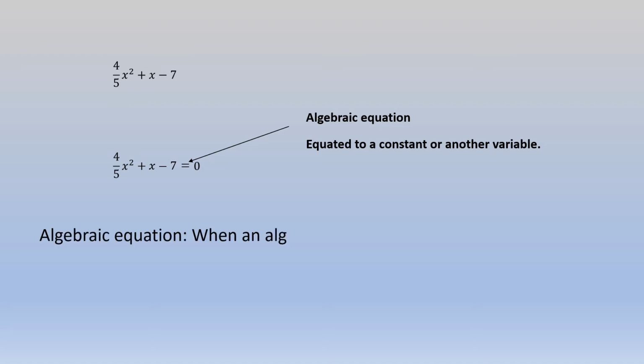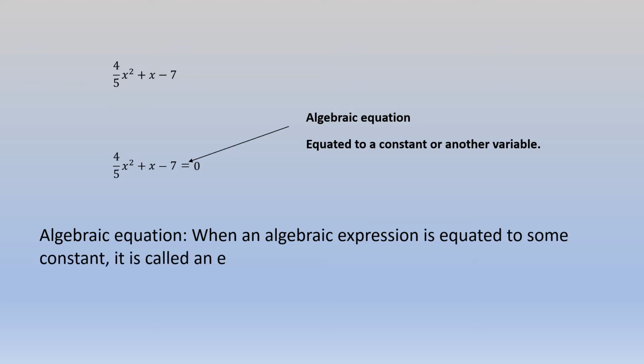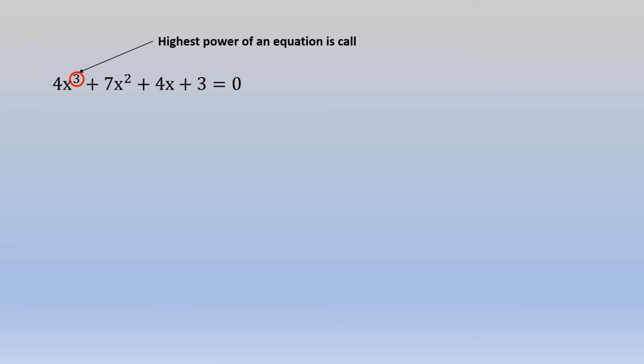So we can call this now an algebraic equation, and hence we can define this as any algebraic expression which is equated to some constant. It is called an equation. Let us take this example, 4x cubed plus 7x squared plus 4x plus 3 is equals to 0. This 3 is called the power, and it is the highest one among any of the other powers. So this highest power is called the degree of the equation.